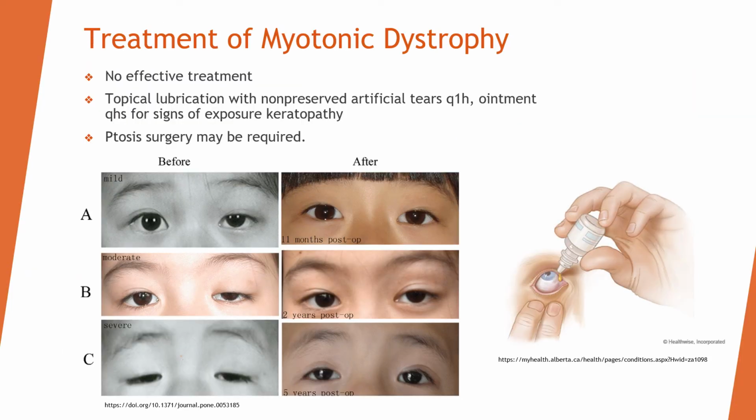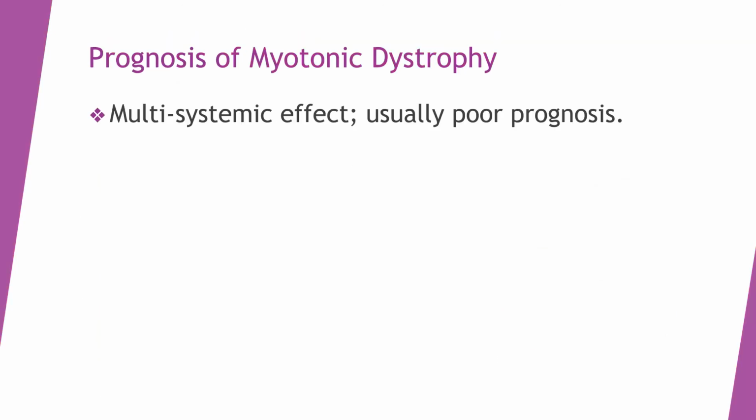Unfortunately, there is no effective treatment for myotonic dystrophy. Topical lubrication with artificial tears every hour and ointment before going to bed can be protective against exposure keratopathy. Surgery may be required if the lids keep coming down to an extent that it affects the daily functions of the individual. Unfortunately, myotonic dystrophy has a poor prognosis as it has multisystemic effects that are adverse for the patient.